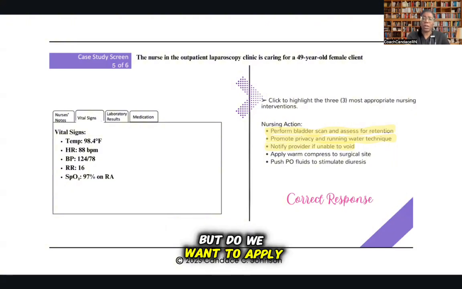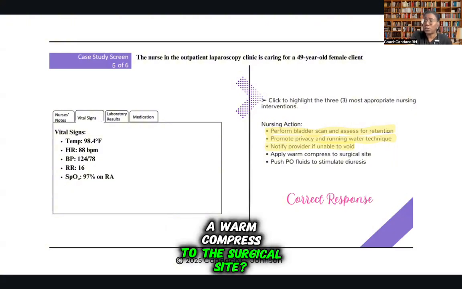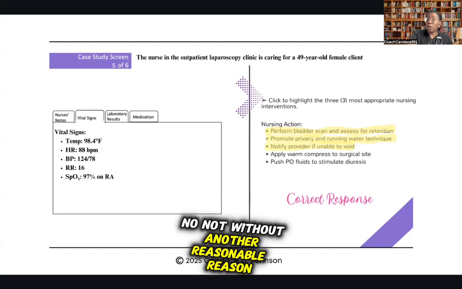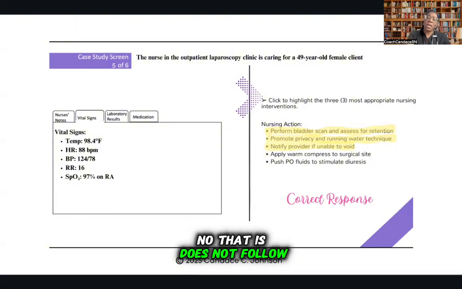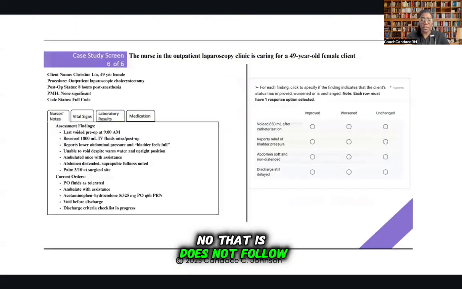All right, but do we want to apply a warm compress to the surgical site? No, not without another reasonable reason. And do we want to push PO fluids to stimulate diuresis? No, that does not follow logic at this point.